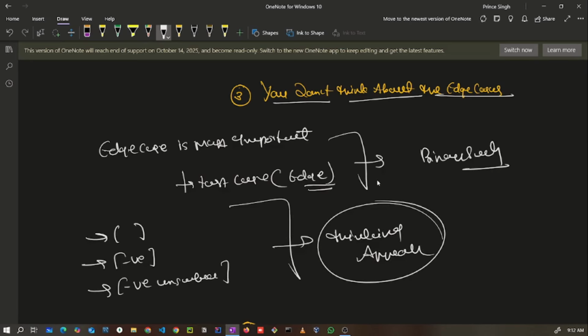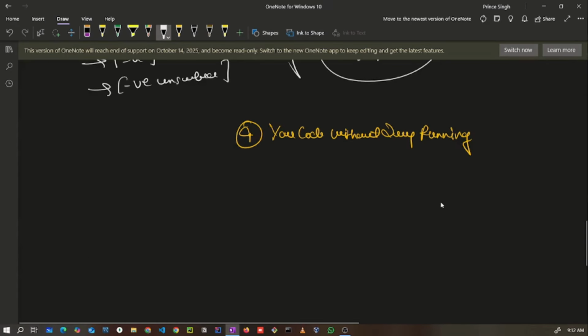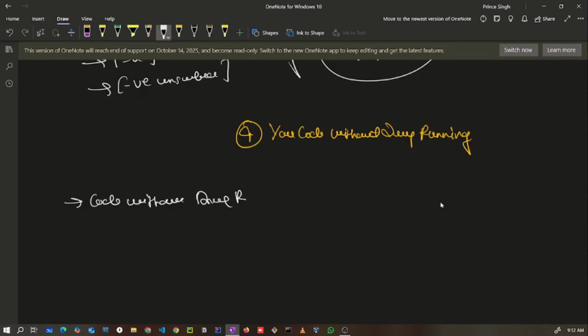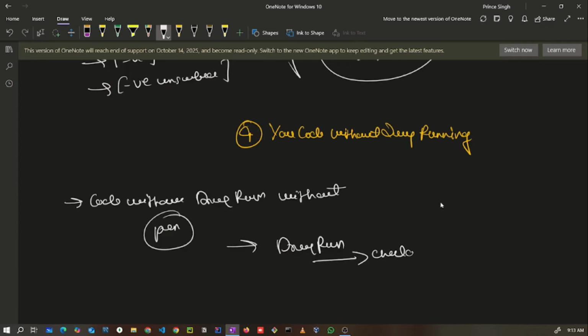Now the fourth point: you code without a dry run. Again, a common mistake. If you are not able to solve the problem and you watch the tutorials, or read some documentation or article, and you just imagine in your brain, okay, now I understand the code, why this line is written, why that line is written, right? And after that you directly write the code and submit. So in your terms might be you understand, but you are memorizing the code.